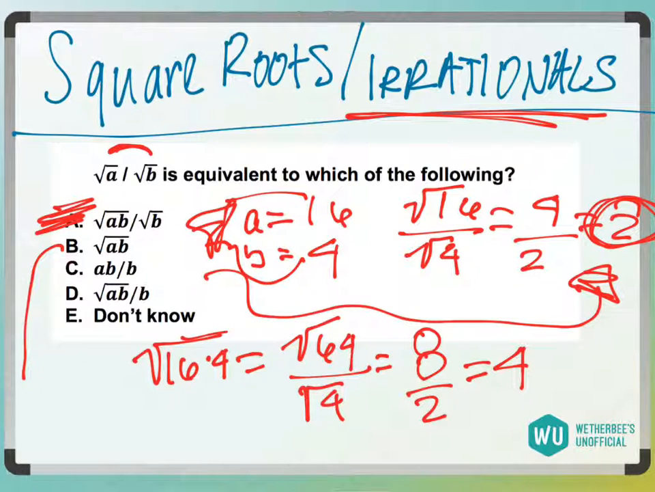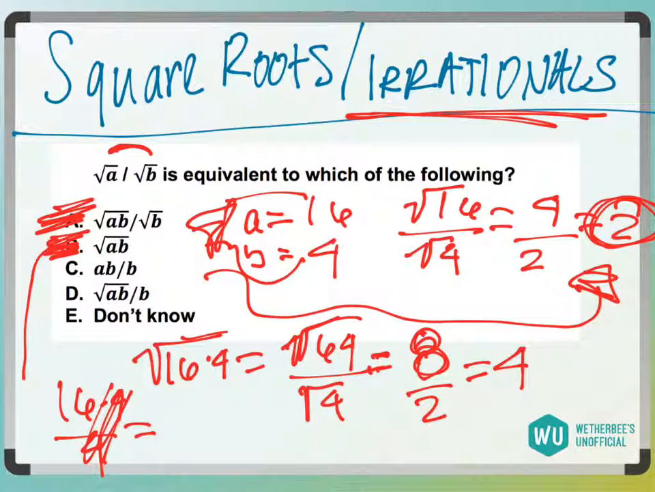Now for answer choice B, I'm going to do root a times root b, which is just this root 64 that we already did, and we said that was 8, so that's not right. C says a times b over b, which would be 16 times 4 over 4, so these cancel out. That's going to be 16, so that's not correct.